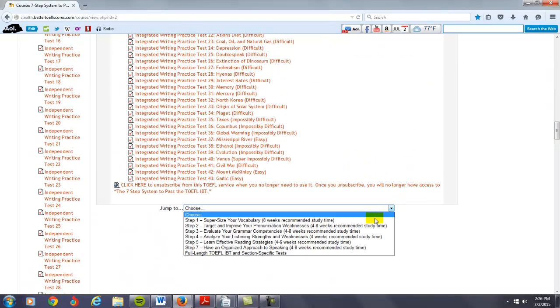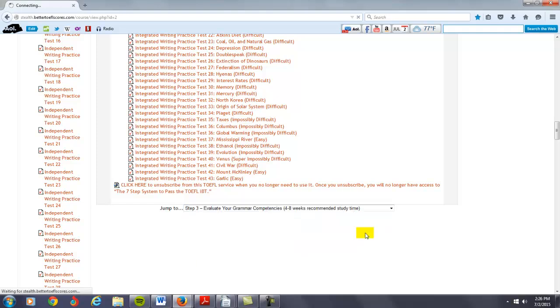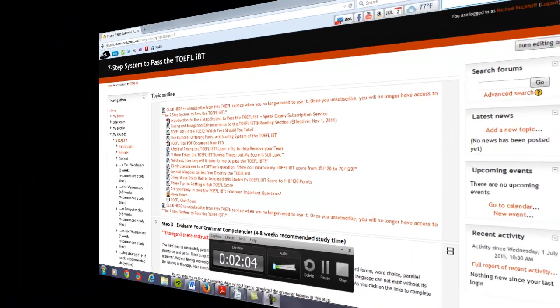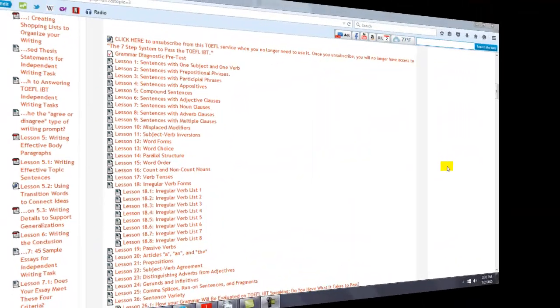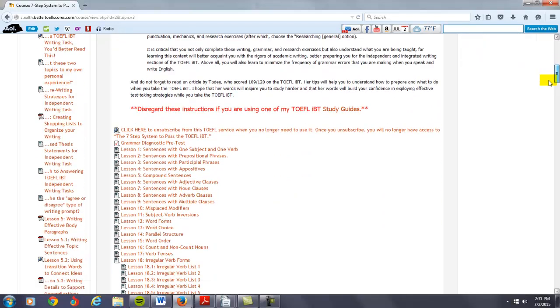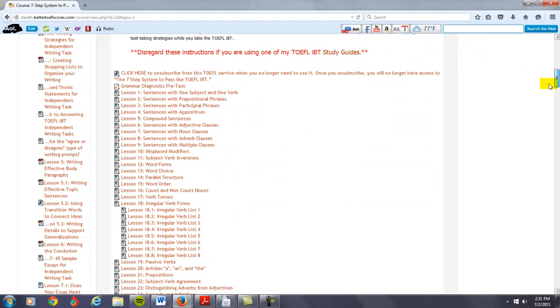Now let's go to the grammar part of my course and see what things you need to focus on here. Okay, now we're in the grammar part of my course, and I'm going to make some recommendations right now for you. So let's take a look at some things that you can improve on. I think lesson number 6, using sentences with adjective clauses. This is an area I think you can improve on.